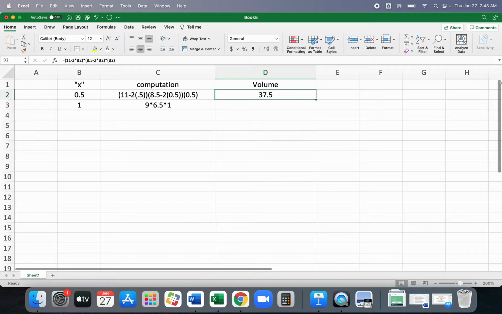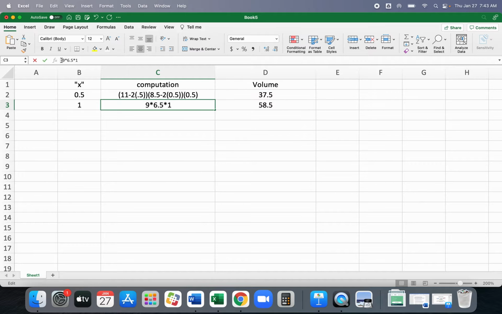So the way I set this up, this line pulls B2. If I just copy it down to the next line, it pulls B3. So it does come out larger. And this is 9 times 6.5 times 1. If I put an equal sign in front of this, you'll see it's the same, 58.5. Just leaving this out so we can see the computation that's done.